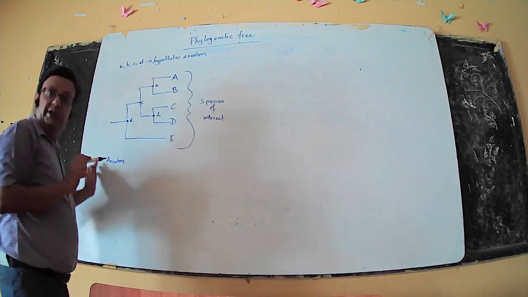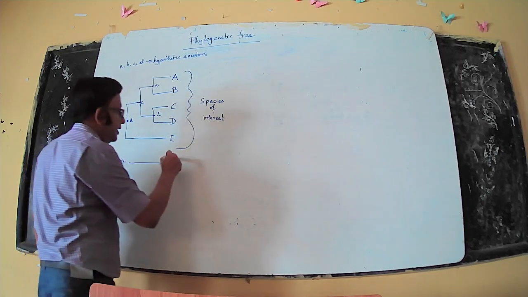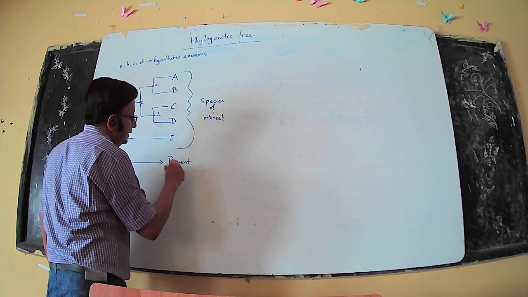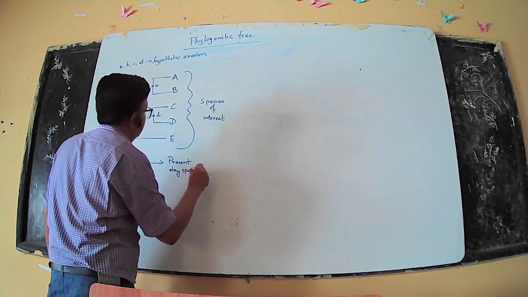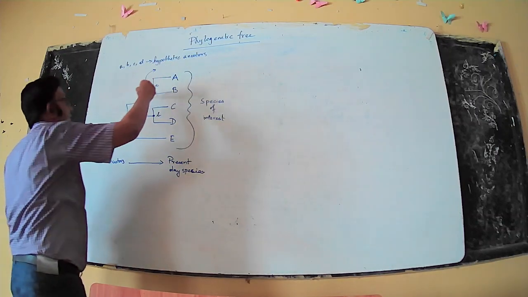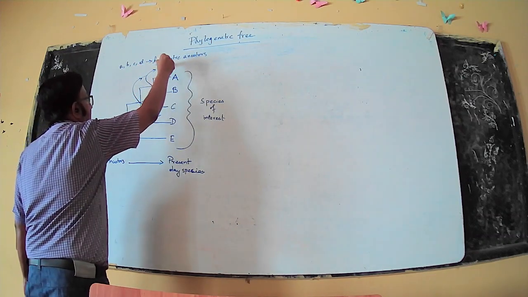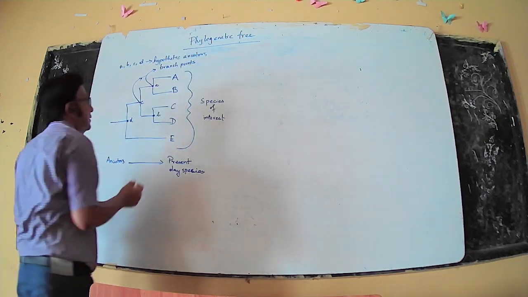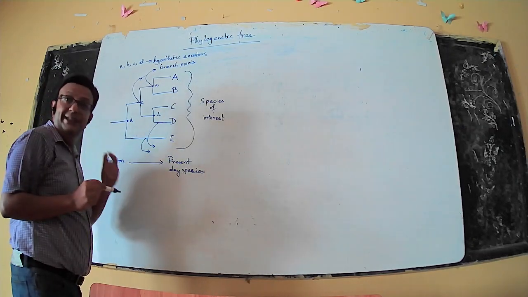Ancestors are more towards this side, and gradually time passes and you come to present day species. Now these dots, they are known as branch points. And these lines, they are known as branches.